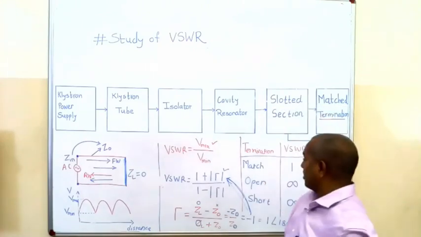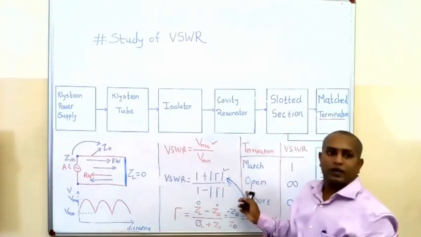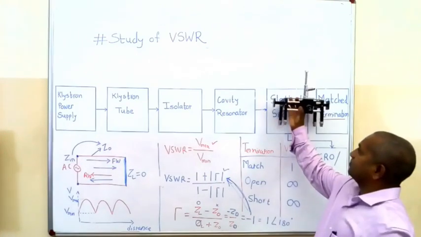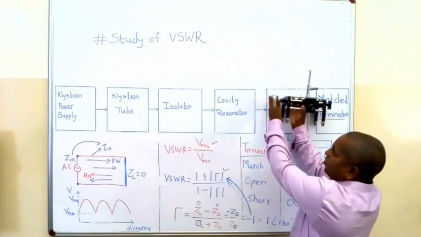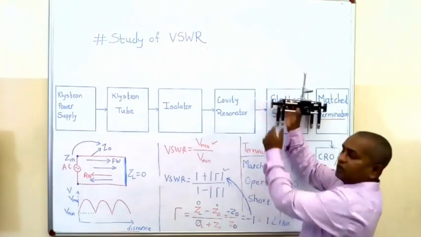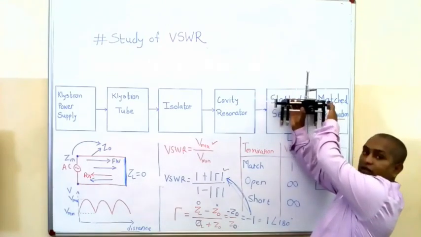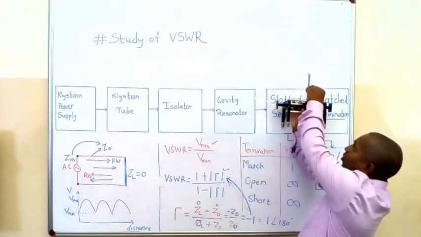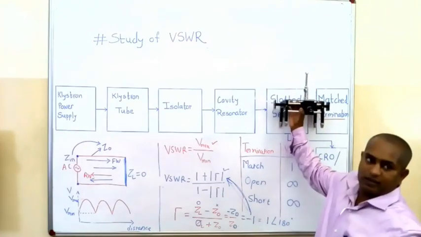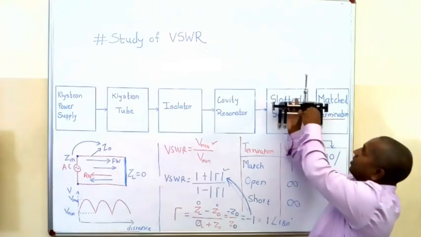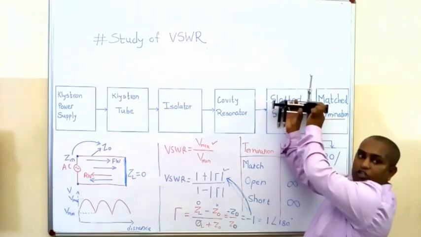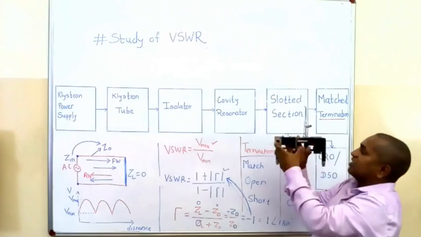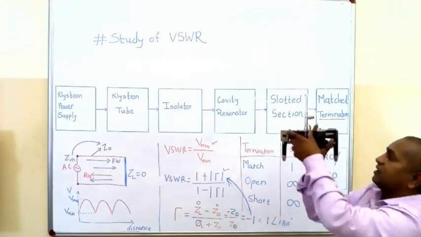Now second case, your termination is open. In open, keep your slotted line section like this. Here connect your oscillator by using these blocks. Keep this terminal, the load terminal, as it is open, and connect your probe of CRO to this detector, and again do the same thing. Vary your probe position by using this knob from right side to the left side, or we can say from load side to the input side in this way.